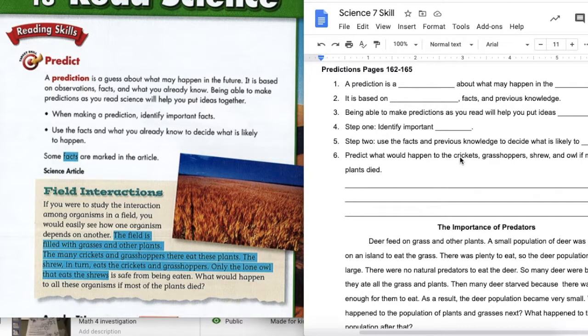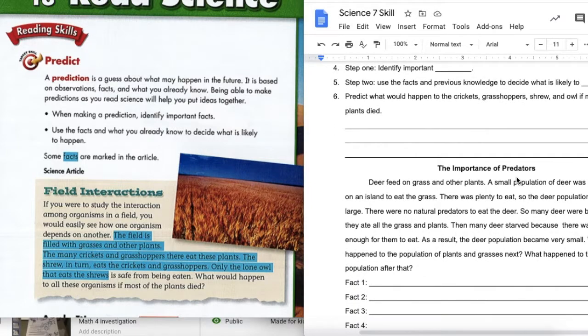Well, if all the plants die, what's going to happen to the crickets and grasshoppers who eat the plants? What would happen to the shrew who eats the crickets and grasshoppers? And what would happen to the owl who eats the shrew? So take your sentence and write your prediction. That's practicing it once, just the prediction.